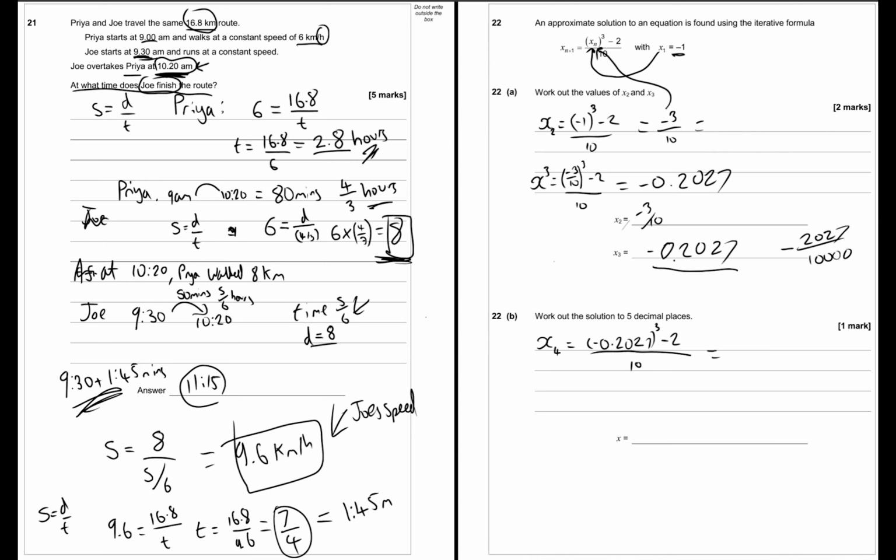And you should get minus 0.2008328 dot dot dot. But we want it to 5 decimal places, so 1, 2, 3, 4, 5. So we're going to write minus 0.20083 to 5 decimal places, and we are done.